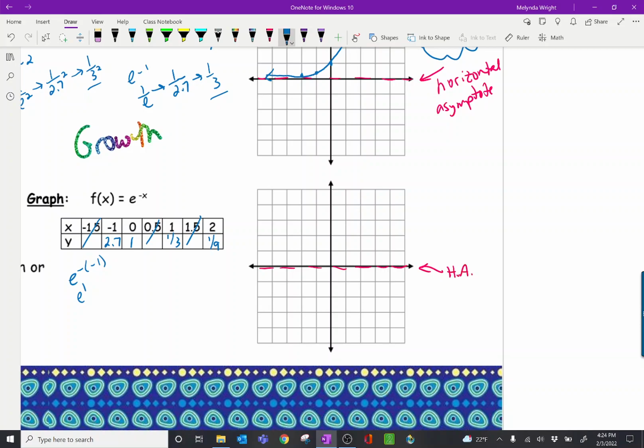All right, so let's plot these points. So -1, 2.7, 0, 1, 1 and 1 would be at 1/3, and then 2 would be at 1/9. Okay.